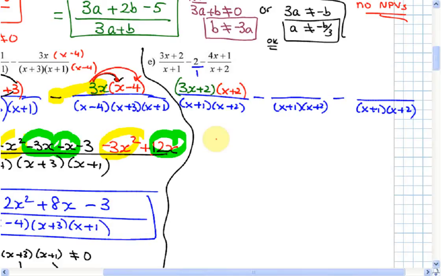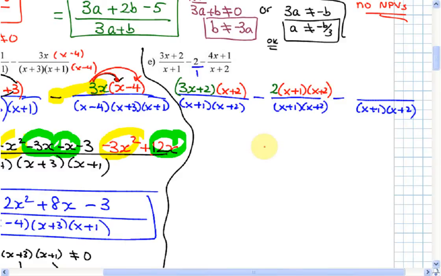Okay, the middle term now. The denominator originally was 1. Now the new denominator is x plus 1, x plus 2. What factor am I missing? I'm missing both. Exactly. So guess what? You're going to have to take that 2 and multiply by both of the missing factors. Oh, nasty.